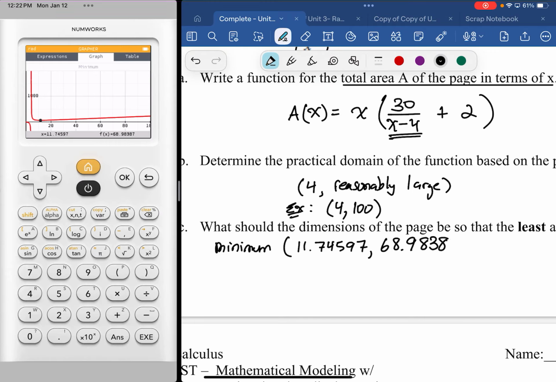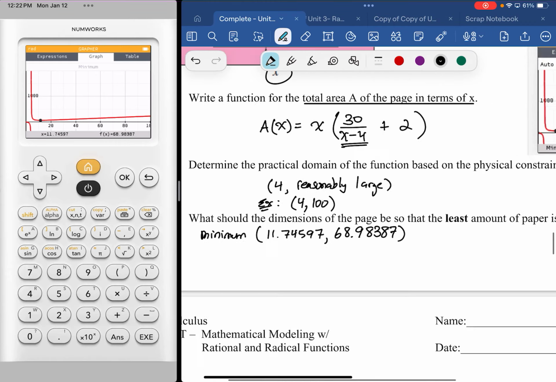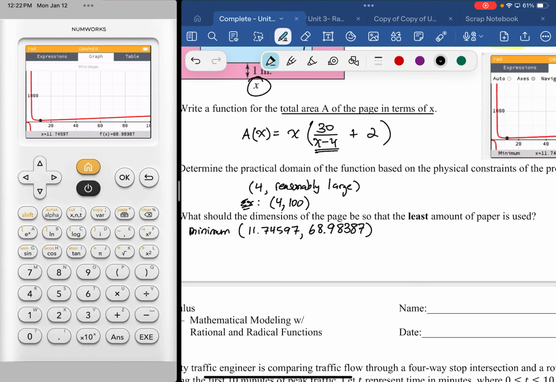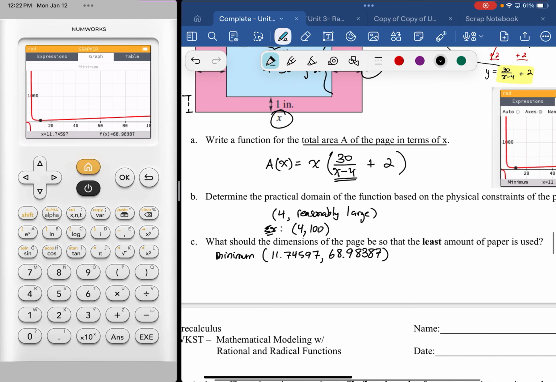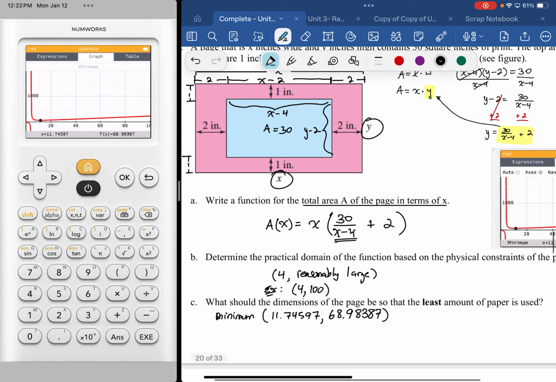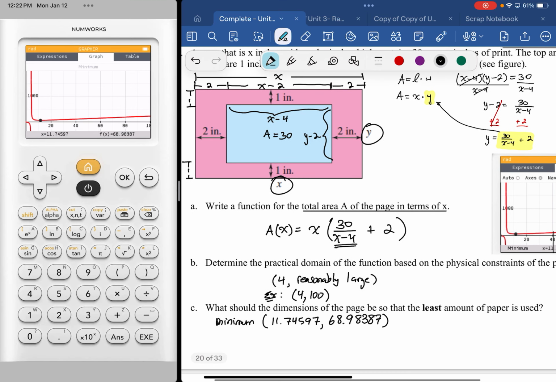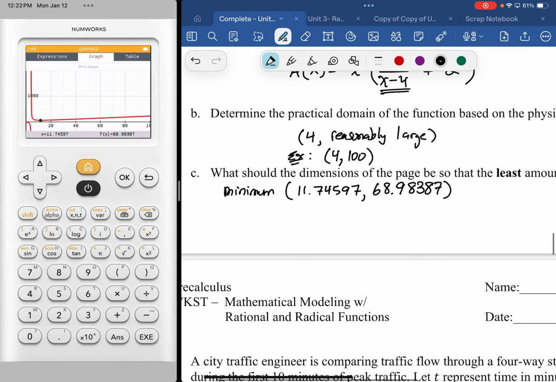6898387, I think. All right. That's the minimum value of this function. We just have to tie it to what the question's talking about, because it says the dimensions of the page. All right. So the entire page is X by Y.